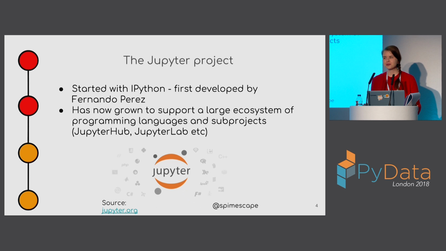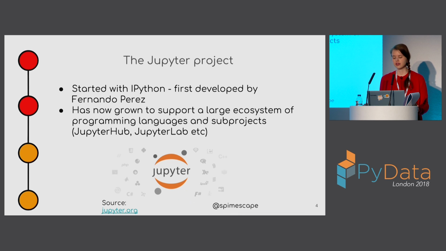The Jupyter project was started by a PhD student called Fernando Perez when he was finishing up his degree. It was first known as IPython. If you were in the Python community 5 or 10 years ago, you might have heard about the IPython notebook, which was the previous incarnation of Jupyter. It has now grown from the original IPython version to a large ecosystem that supports multiple programming languages. I mentioned R before, but I believe there's also support for Scala and various other ones.